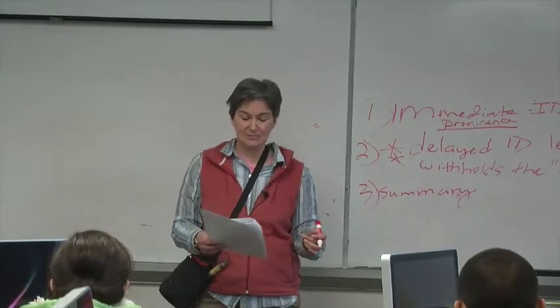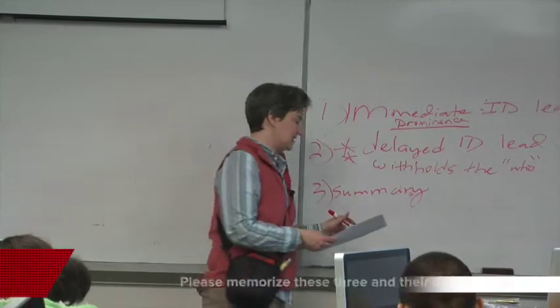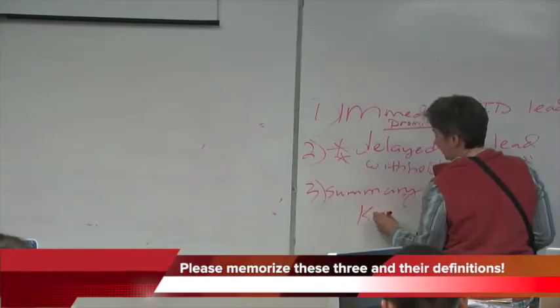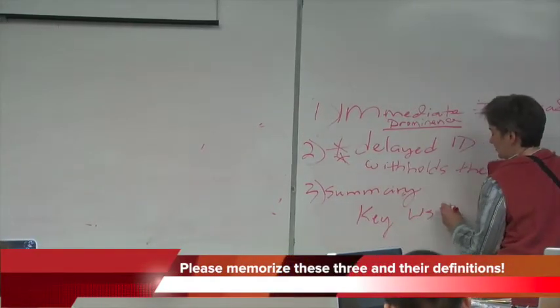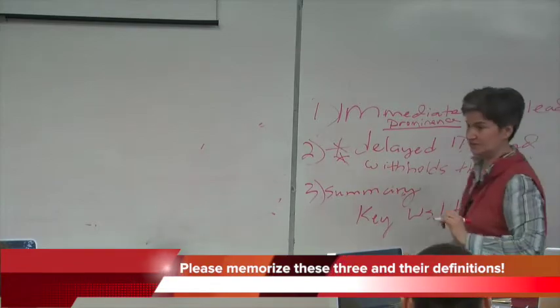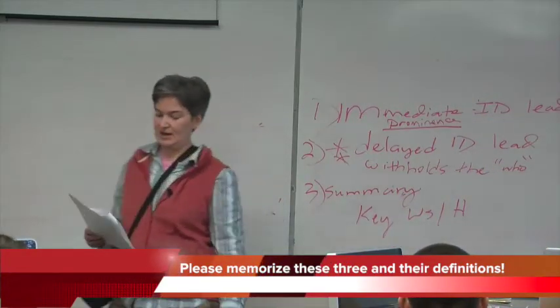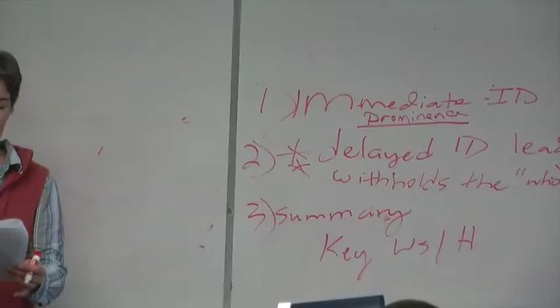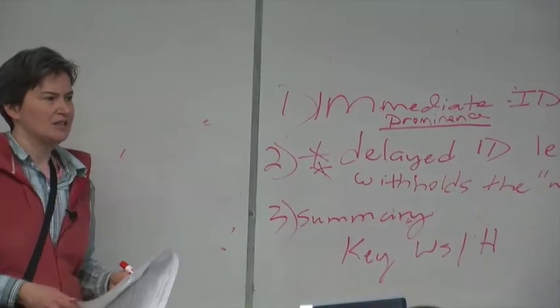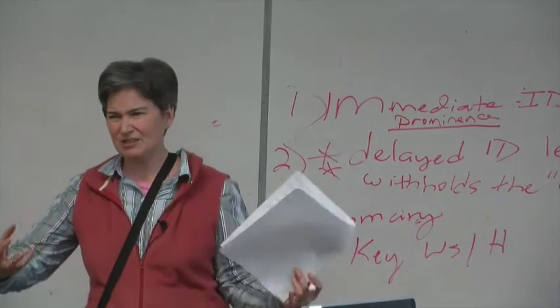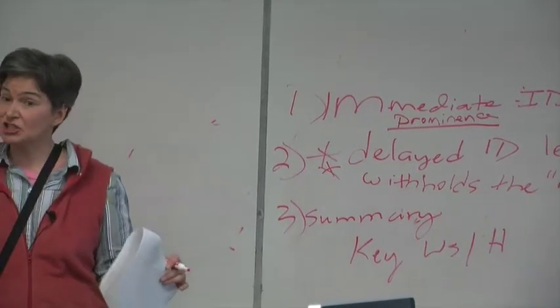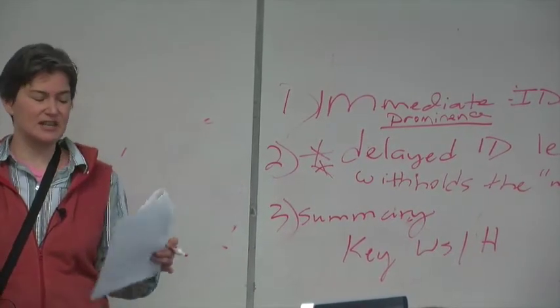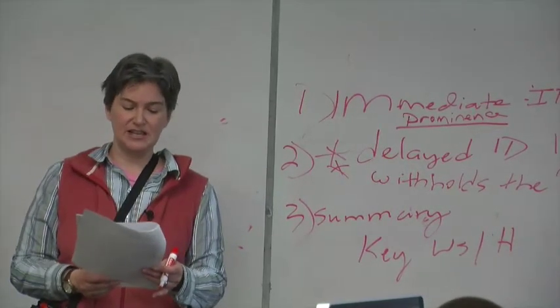And then finally, a summary lead tries to combine the key W's and H in the first sentence. Okay, it tries to combine the key W's and H in the first sentence. And there's usually a summary feel to it. So something that's a big event with a lot of facets, or a speech, like the State of the Union address, would be a good example. You could find a lead. And here is an example.